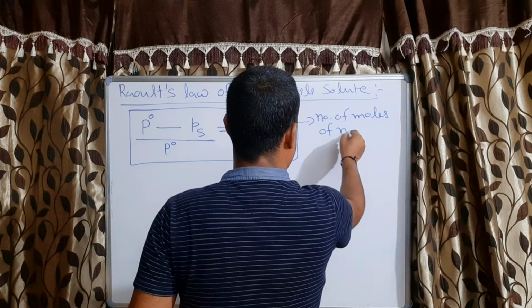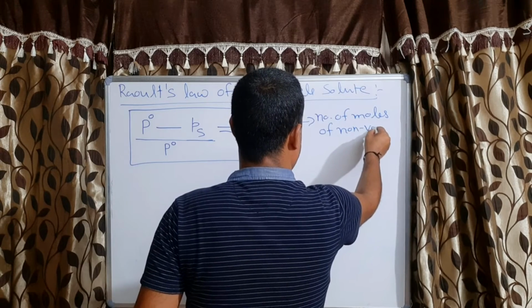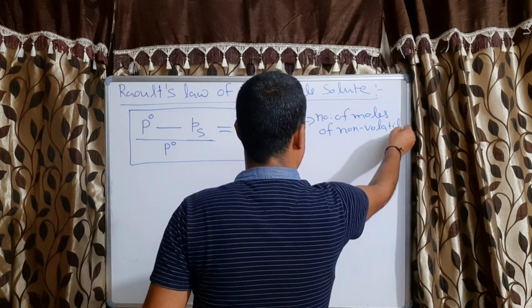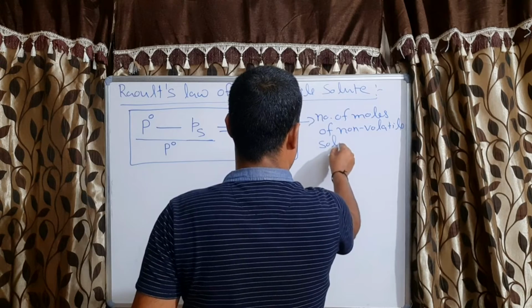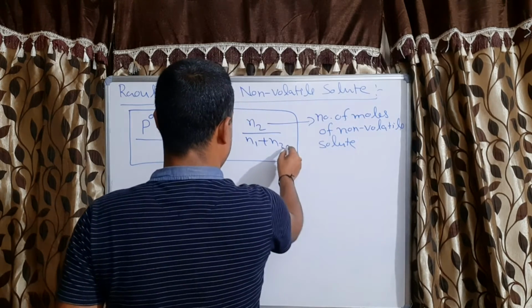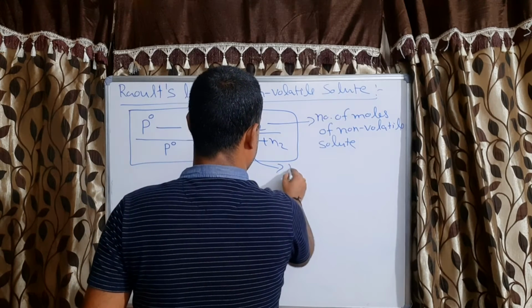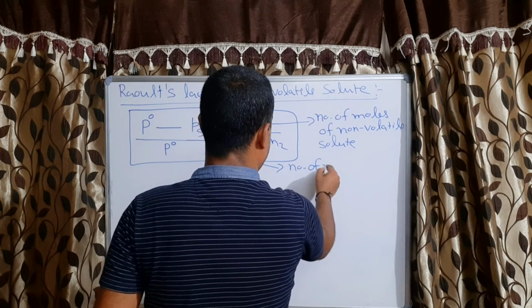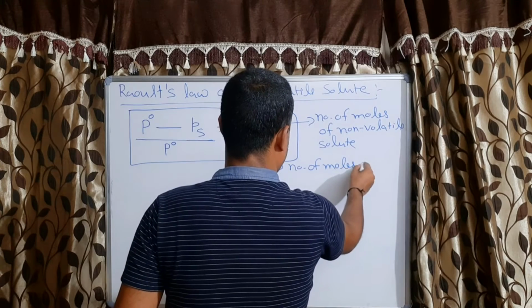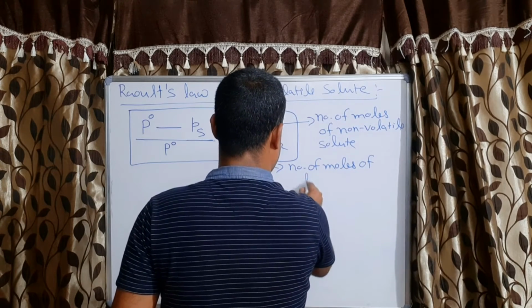N2 is the number of moles of non-volatile solute, and N1 is equal to the number of moles of liquid.